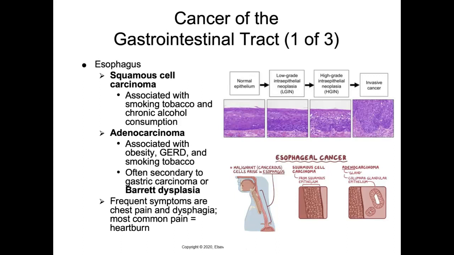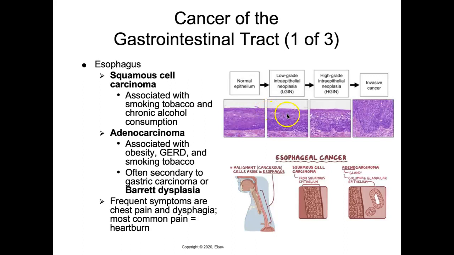In this video, we are going to talk about cancers of the esophagus, the stomach, our colon and rectum, the liver, gallbladder, and the pancreas. So we'll start off with the esophagus. And the types that are the most prevalent within the US are squamous cell carcinoma and adenocarcinoma. Our squamous cell carcinoma is going to be associated with tobacco and chronic alcohol consumption.